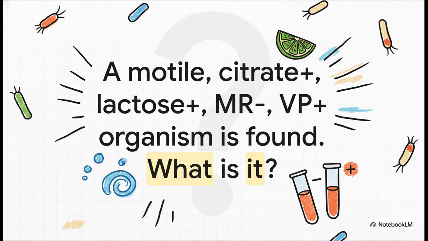Okay, here's a classic exam-style question for you. You've isolated a gram-negative rod that ferments lactose. Your key biochemical tests show that it is motile and it's citrate positive. Based on everything we've just covered, what is the organism?